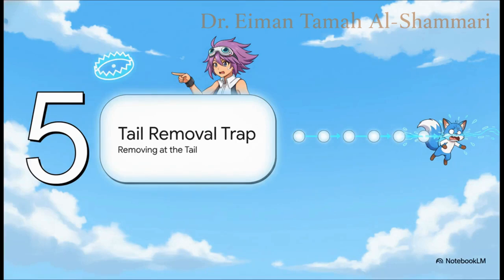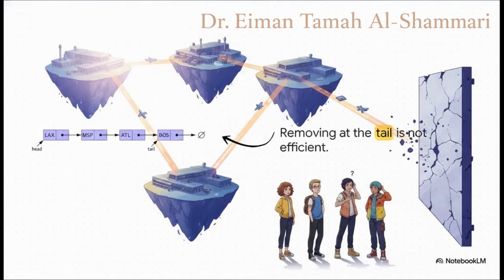But wait, there is a catch. Section 5, the tail removal trap. When a tail node points to a null value, it means the scavenger hunt is officially over. But if we decide we want to remove that final destination, the very end of our list, we run into a huge problem. You see, our clue network only points forward. It's a strict one-way street. LAX points to MSP, which points to ATL, which points to BOS. You can never go in reverse.